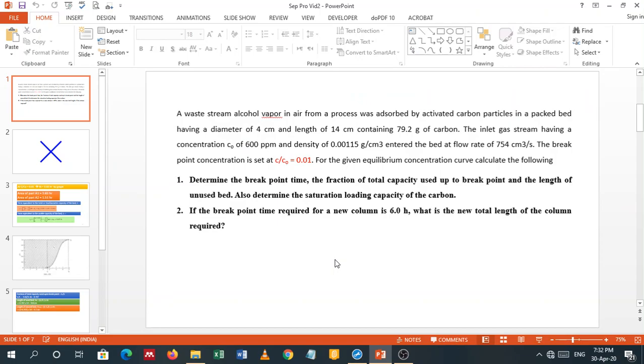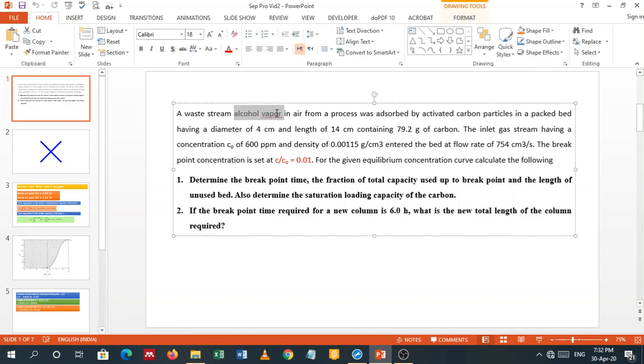So in this video we are going to solve a problem of an adsorption bed. In this problem, alcohol vapor that is present in the air needs to be removed with the help of activated carbon, and the bed length is given here. This is the diameter of the bed, this is the height of the bed, and this is the amount of the activated carbon present in that bed.